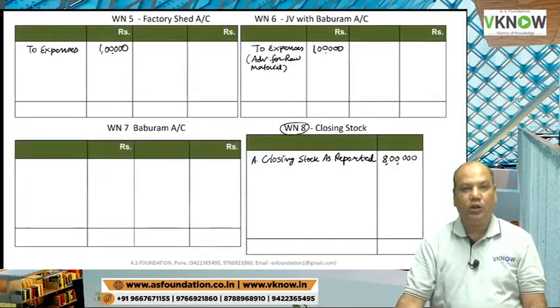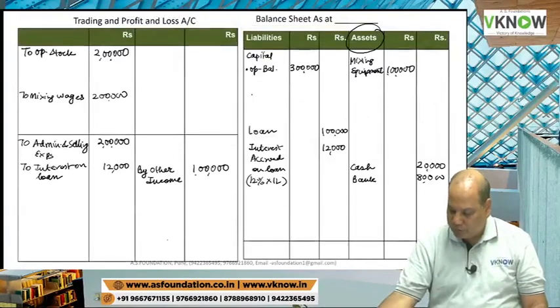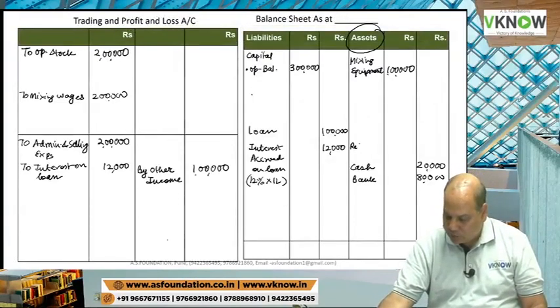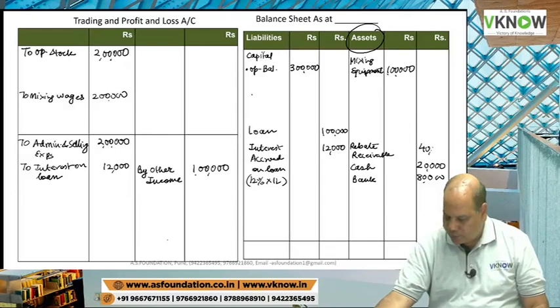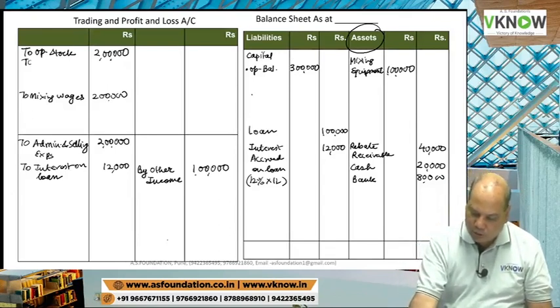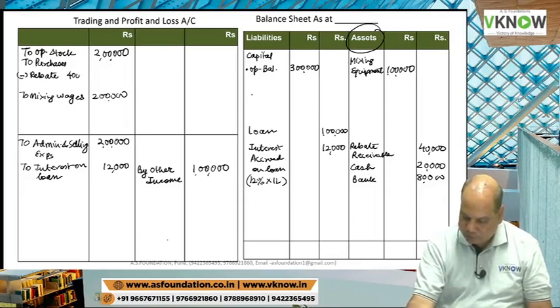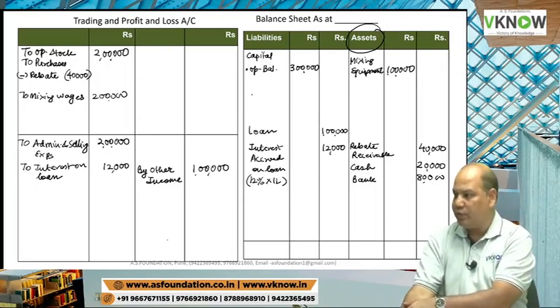So first we will come to the balance sheet, asset side. Write down rebate receivable 40,000. And in the P&L account, trading account, write down to purchases, amount we don't know. Less rebate, inner column, 40,000.